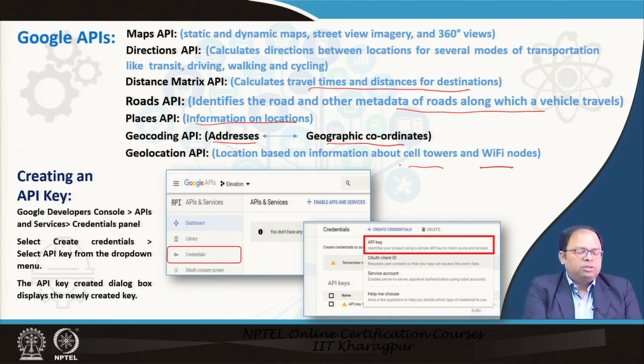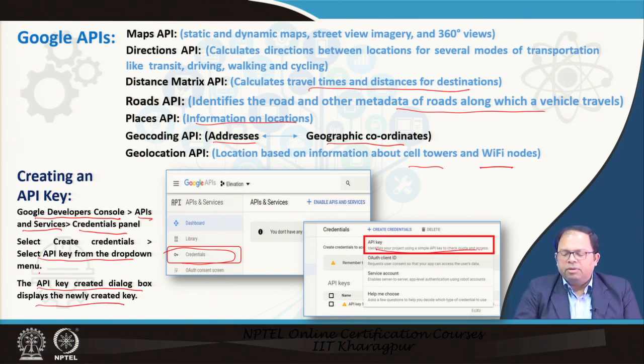But first, the job is to create an API key, where we need to go to the Google Developer Console, navigate to APIs and Services, and then open the credentials panel over here. In the credentials panel, we can select API key from the drop-down menu. And finally, once the API key is created, a dialog box displays the newly created API key. So this is how we can create a Google API key, which is open for everybody. But of course, we have to pay some money for accessing Google services beyond a certain number of requests. And this could be integrated in our land use transportation models to have real-time feedback on different travel times and other information that you can use for developing your models.